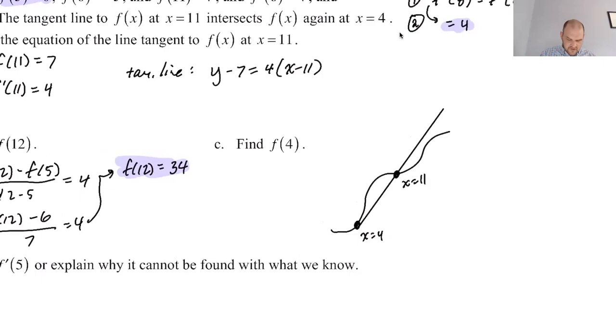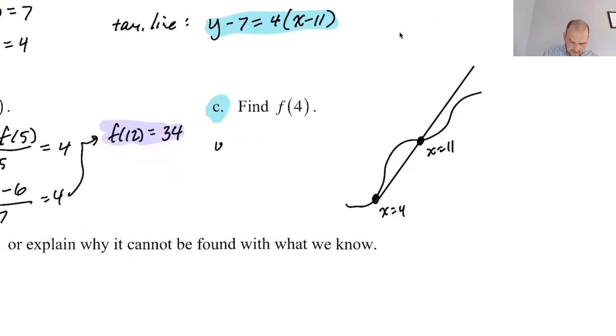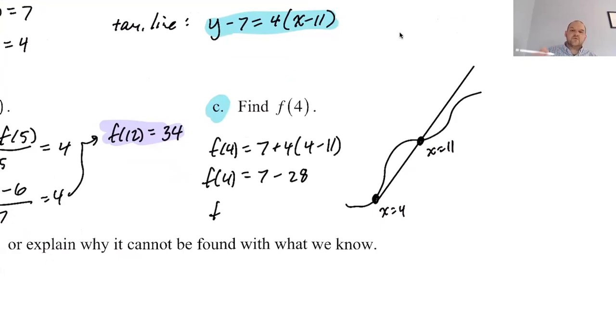So to do this problem, I'm going to use this tangent line and plug in 4. So f of 4 is actually equal to 7 plus 4 times 4 minus 11, which is, what is that? I think it's negative 21. So 7 minus 28. Oh, 4 minus 11 is negative 7, times 4 is negative 28. So yeah, f of 4 is negative 20. I'm pretty sure f of 4 is negative 21.